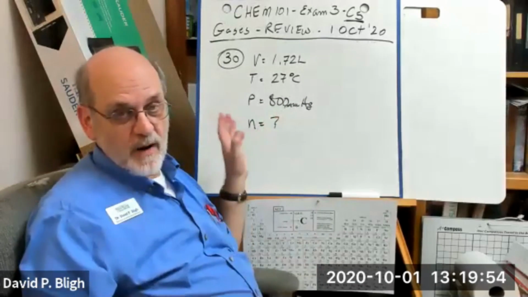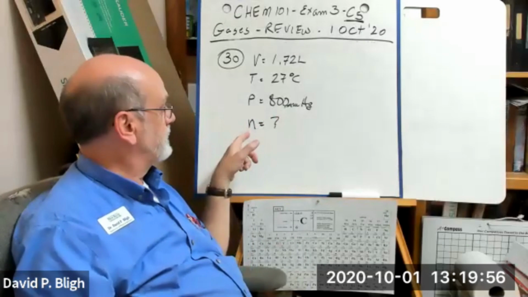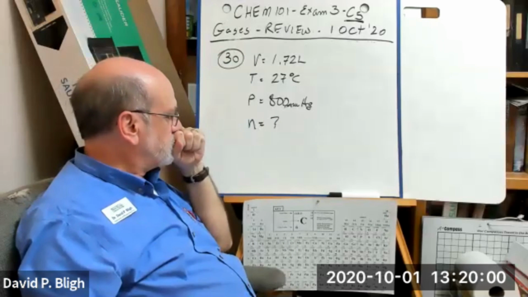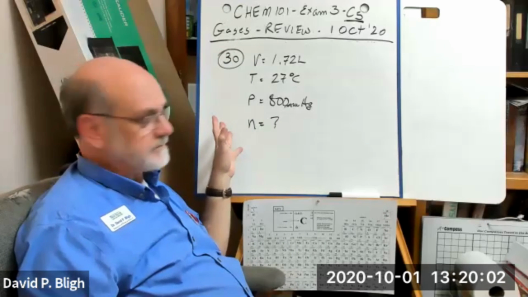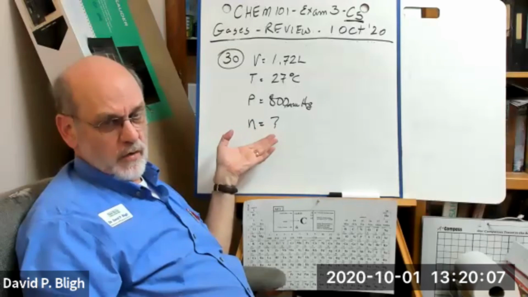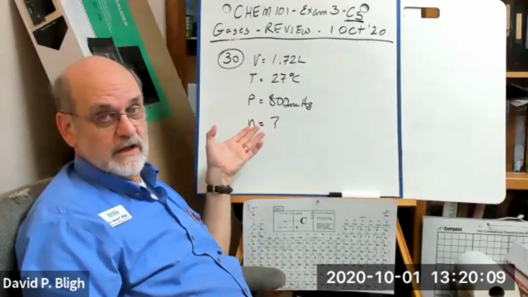This is a state problem. You use the ideal gas equation because you're only given what it is right now. But you have to get your units right. Number of molecules, once you've got moles, that's an easy conversion because all you need is Avogadro's number.